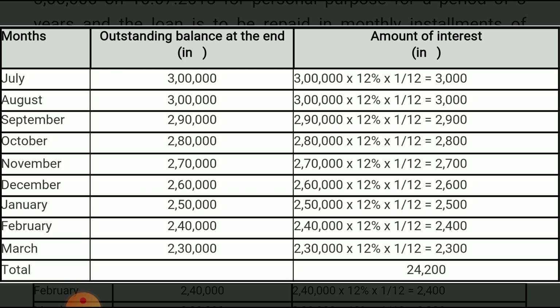Similarly, August, 3 lakhs is the outstanding balance. 12% is the rate of interest. Again for 1/12 you have to take, that is 3,000 rupees amount of interest. Now for September, on September you made a repayment of 10,000 rupees. From September onwards, every month 10,000 rupees repayment has been done. So out of 3 lakh, 10,000 has been reduced. That is 2,90,000. 12% into 1/12.